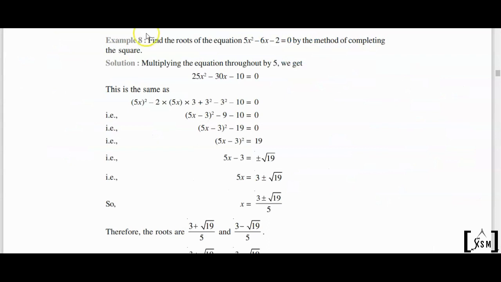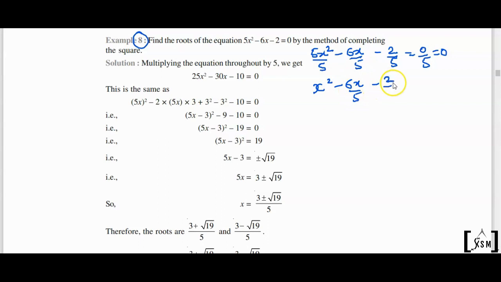Have a look at example 8. Find the roots of this equation by the method of completing the square. Again the x² coefficient is 5, so we'll divide each term by 5, both sides. So we get 5x²/5 − 6x/5 − 2/5 equal to 0/5, which is 0. So we get x² − 6x/5 − 2/5 equal to 0.